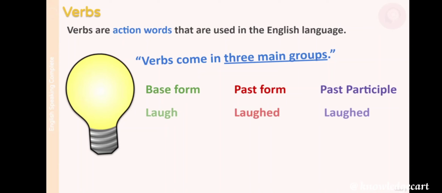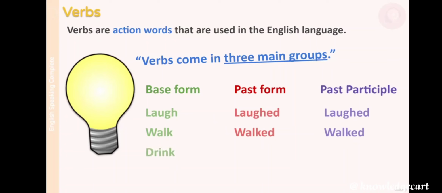Let's take a look at some more examples. We have walk and walked, and the past participle walked again. So we can see in this example, the base form is walk, and both the past and past participle is walked. So the past form and the past participle really are different ways to talk about the past tense.